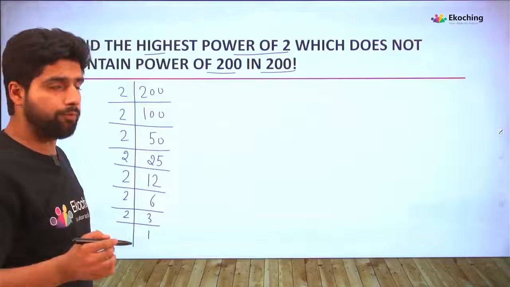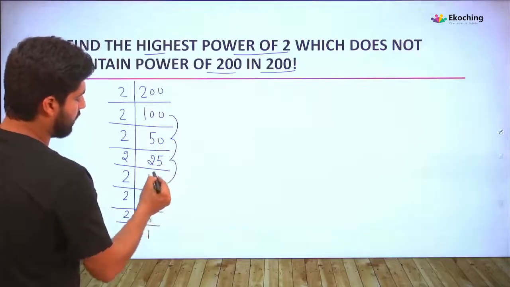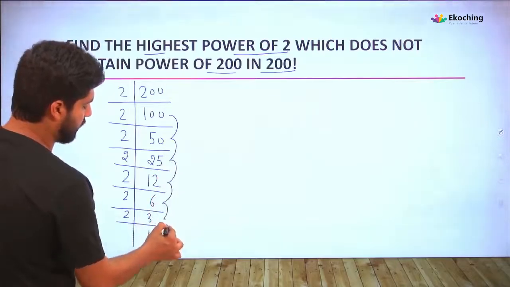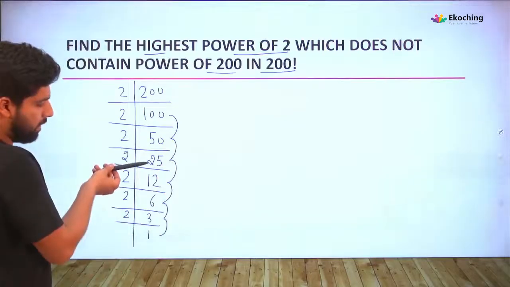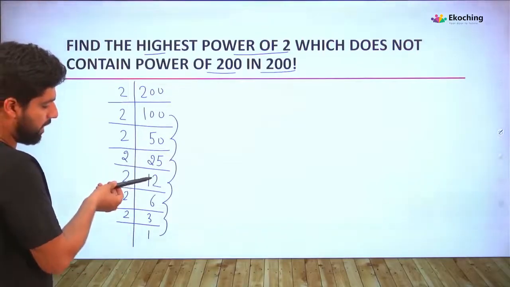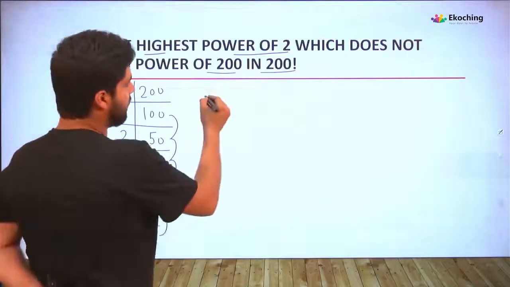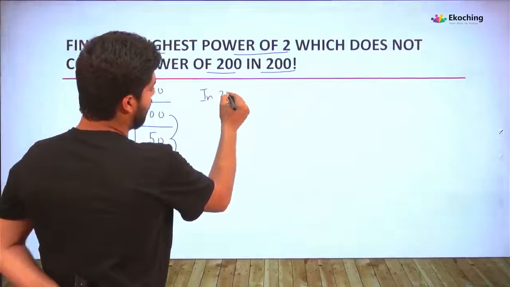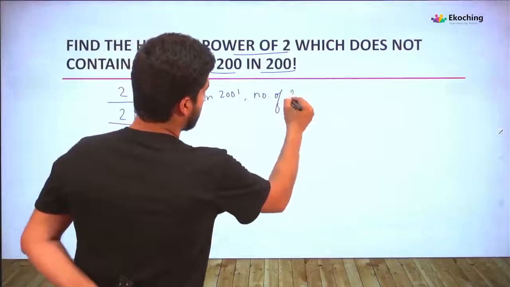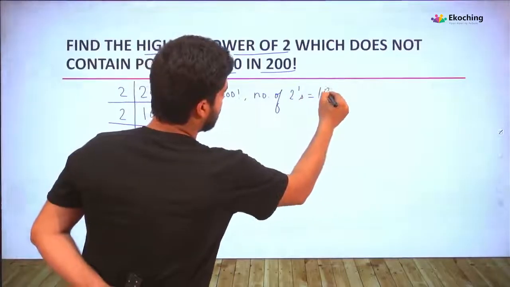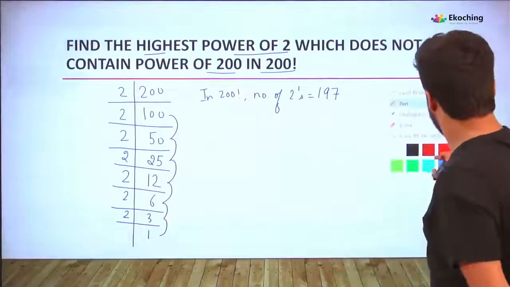So now we have to add all these quotients. 100 plus 50 plus 25 plus 12 plus 6 plus 3 plus 1. So if you add all these numbers, you would be getting 150, 175, 187, 193, 196, 197. So that means in this number 200 factorial, the number of 2's are 197. Is this the answer? Is this the correct answer?